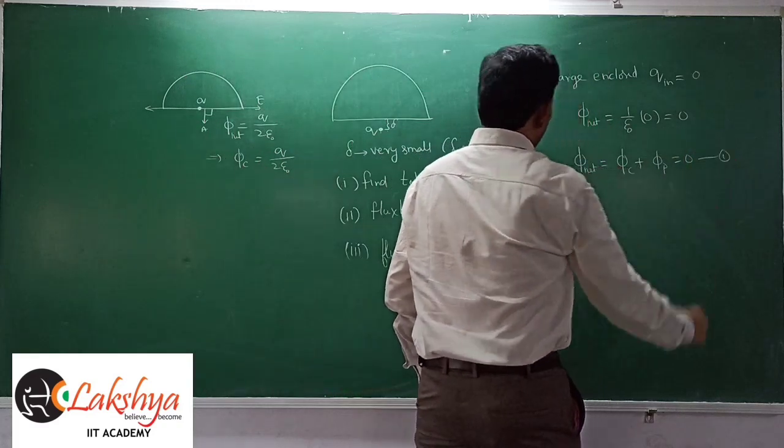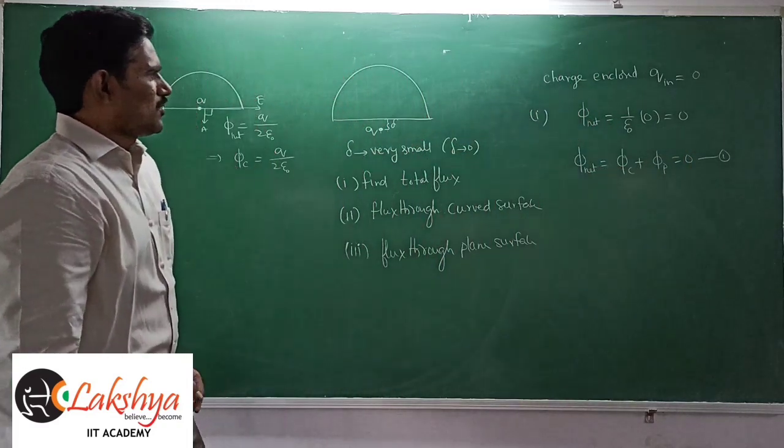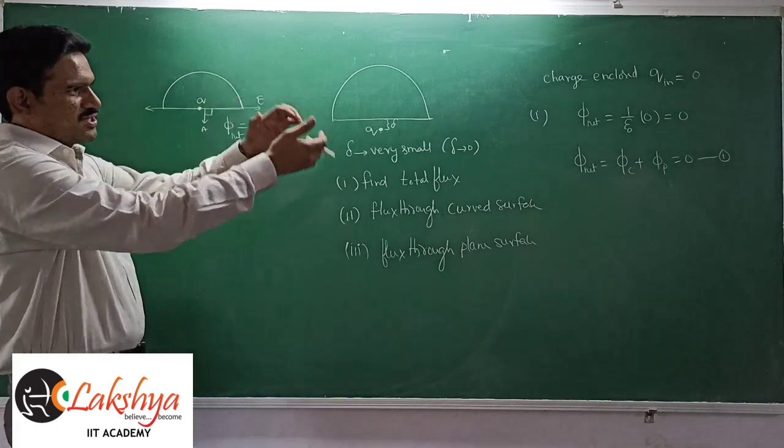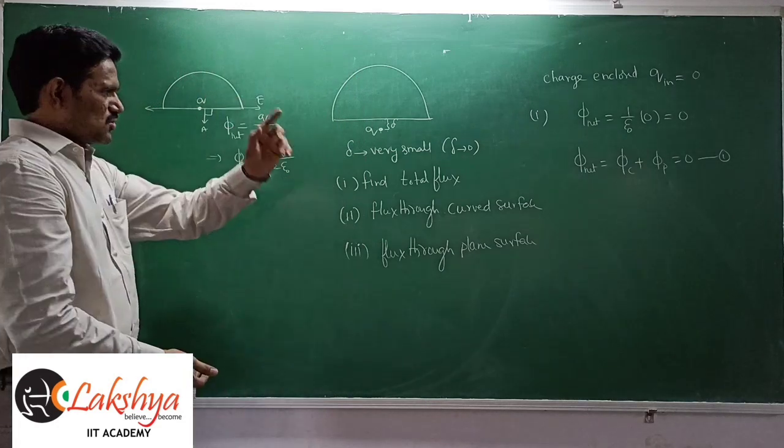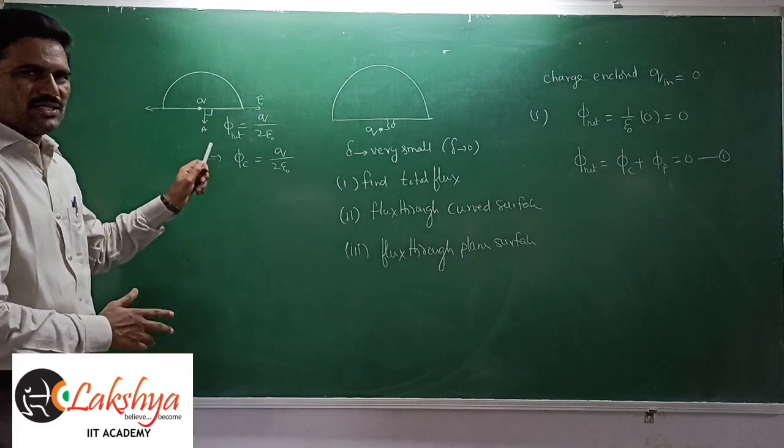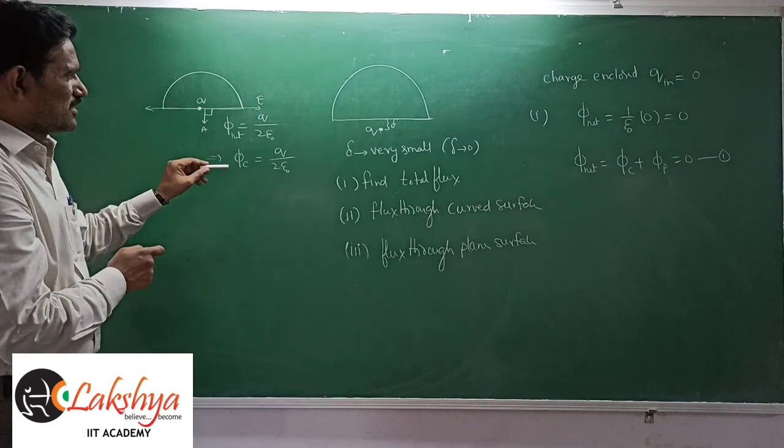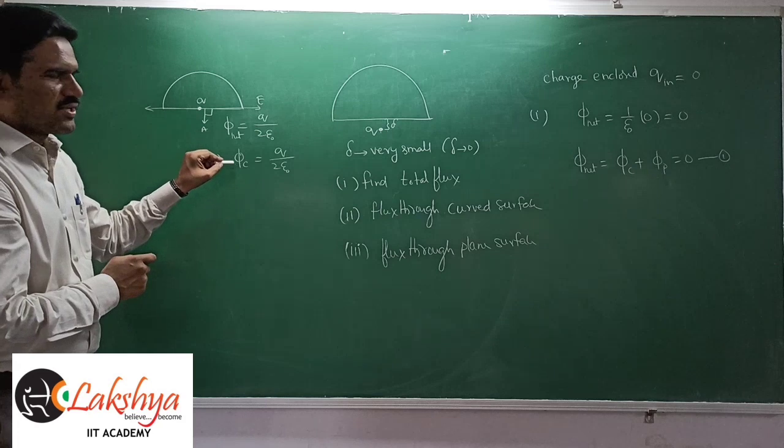And now let us answer about the flux through the curved surface. In the previous example, when the charge is placed exactly at the center, we calculated the flux through the curved surface as q by 2 epsilon naught.